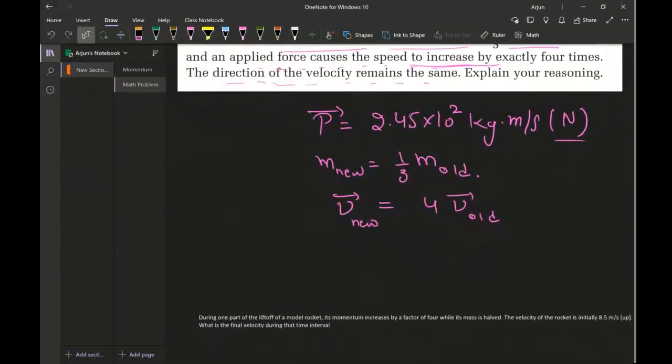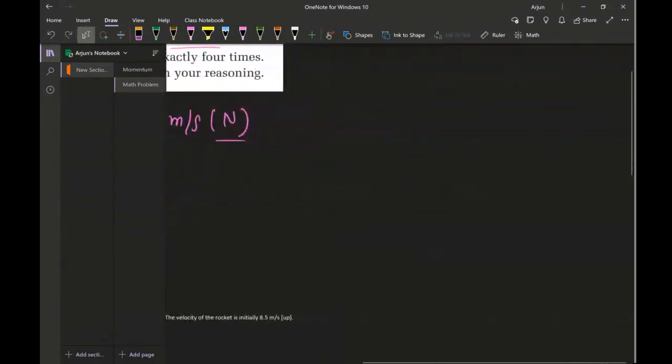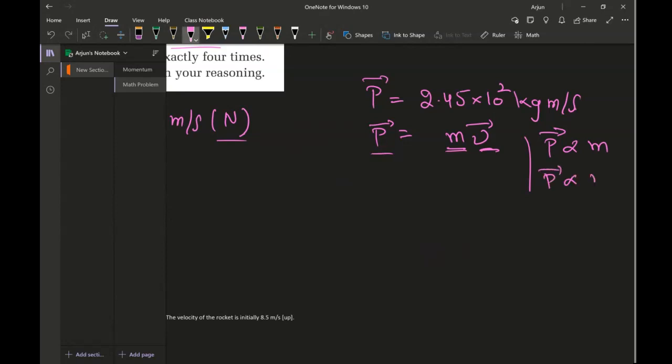So basically they are asking us to solve these questions. Now I'm going to solve it on this side. The initial momentum given to me is equal to 2.45 times 10 raised to the power 2 kg meters per second. And the momentum formula is p equals mv. Now, if I look into this formula, it says that momentum is directly proportional to the mass and also directly proportional to the velocity. So on a side note, I'll write P is directly proportional to m, P is directly proportional to velocity.